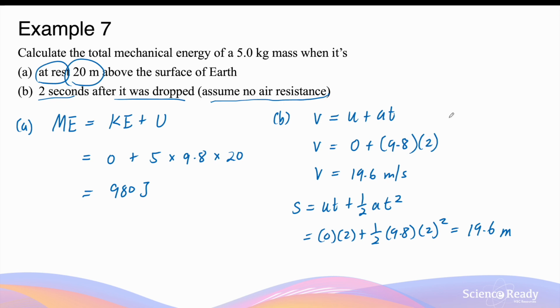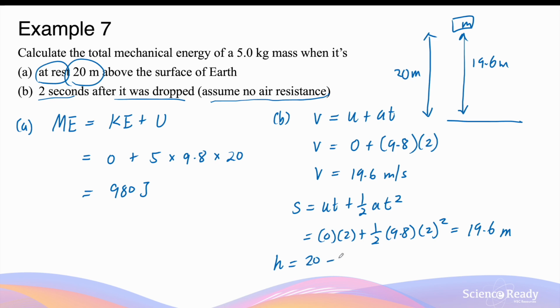So the object here started at a height of 20 meters and it has traveled a displacement of 19.6 meters, which means the new height will be 20 meters minus 19.6, which gives 0.4 meters above the ground. So this small height here is 0.4 meters. This means the mass has almost reached the ground, but not quite yet.